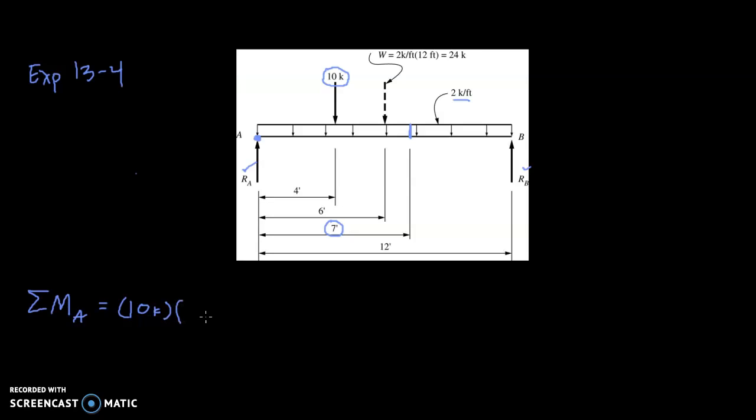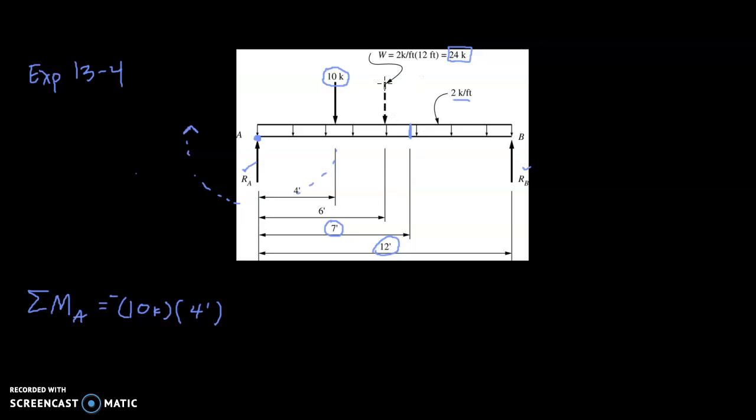It has a moment arm distance of 4 feet, and it causes a clockwise rotation, which we are going to call negative. That's a negative moment. And the 2 kips per foot is spread out over the beam length of 12 feet. So the total amount of this load is 24 kips. 2 times 12 is 24.